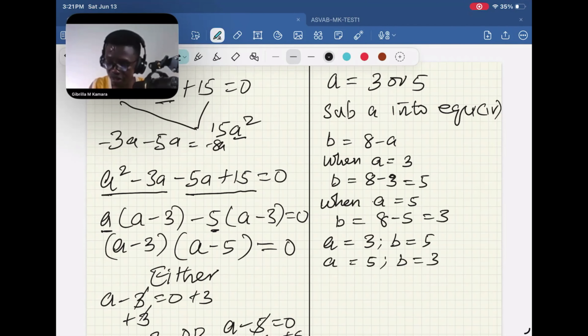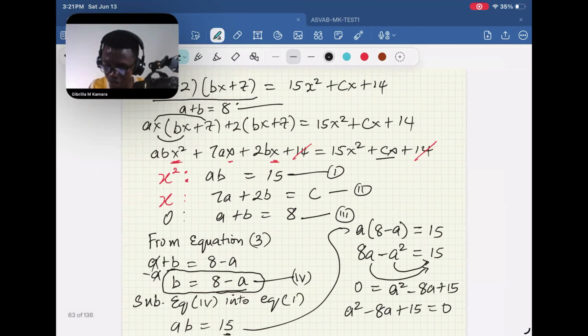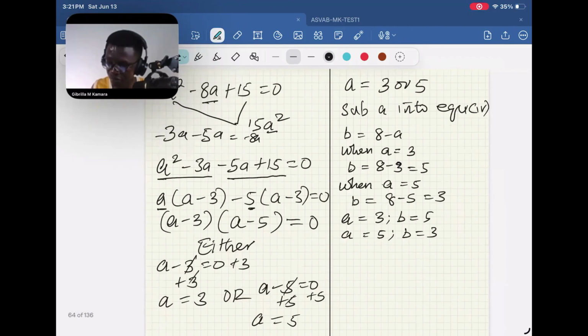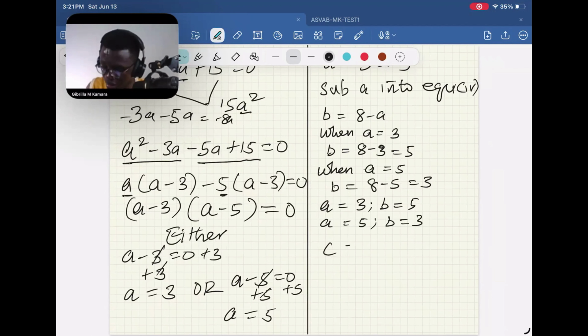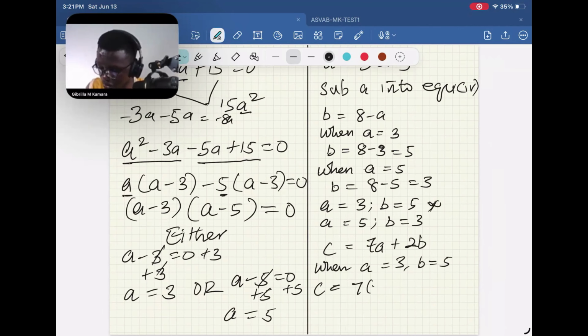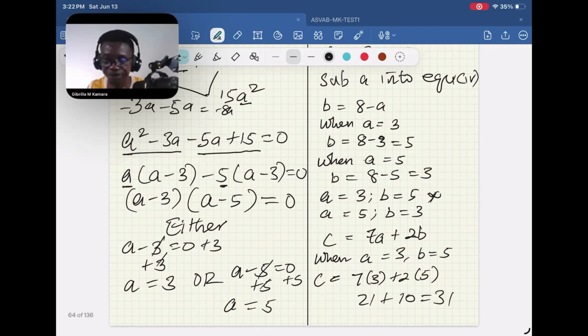Now we want to find c. Let's go back and see which equation we are to use. We use the second equation, this one. We'll find the possible values. We know c = 7a + 2b. If we take the first pair, when a is 3 and b is 5, your c is 7 times 3 plus 2 times 5. This is 21 + 10, and that gives you 31. So that's the first possible value of c.